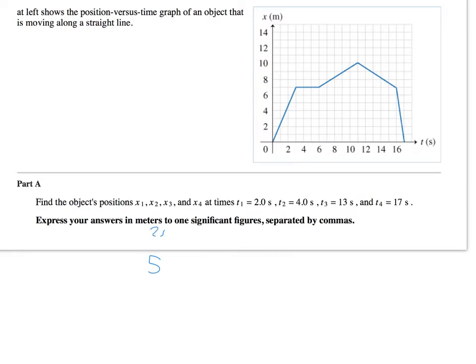So that's at 2 seconds. And then at 4 seconds, that position is 7. And then moving up to 13 seconds here, that looks like it's in between 8 and 9, but closer to 9. So I'm going to say 9 because we want 1 sig fig. And then finally, at 17 seconds, we're all the way down here, and that position is 0. So there's part A. We're going to move on to part B now.